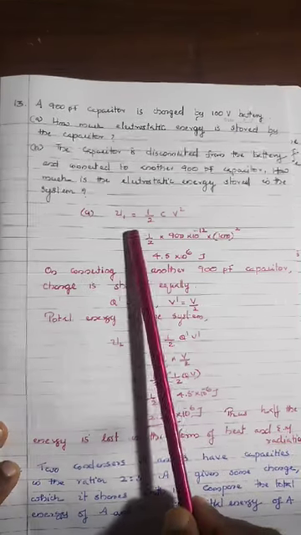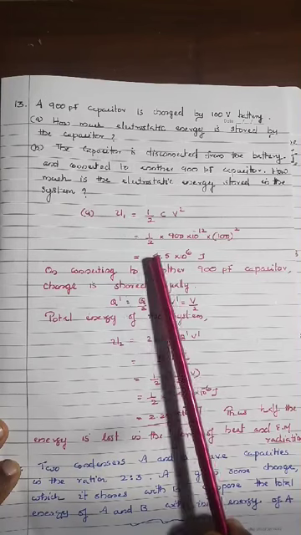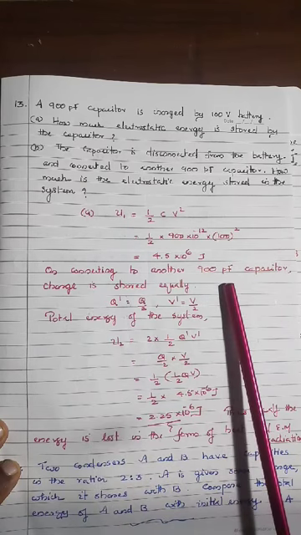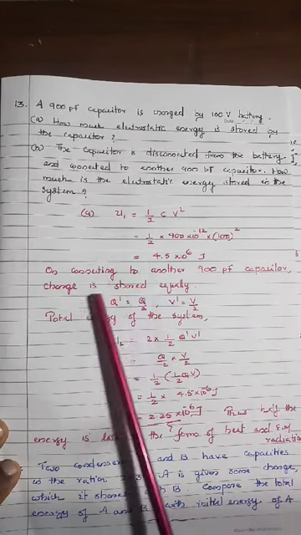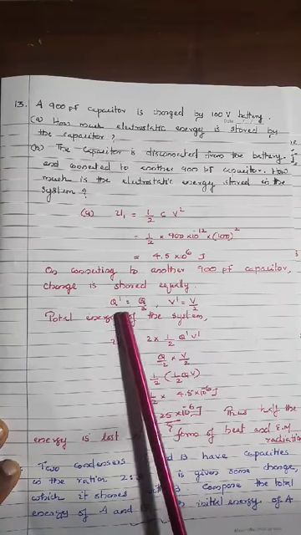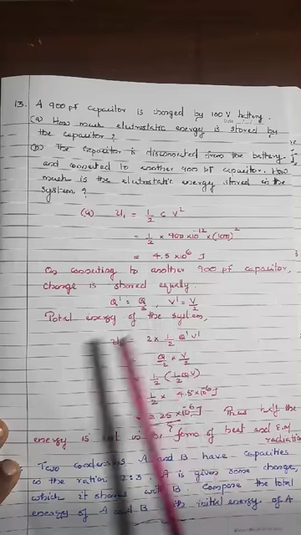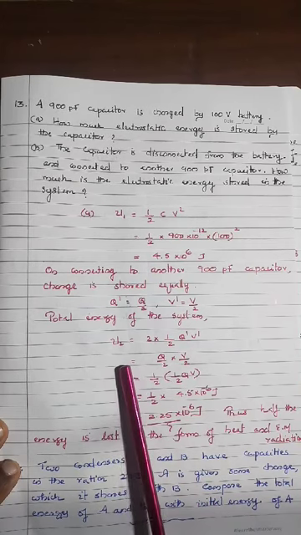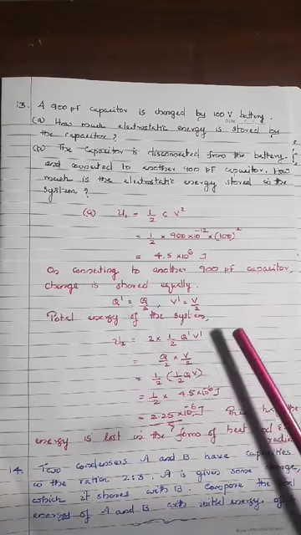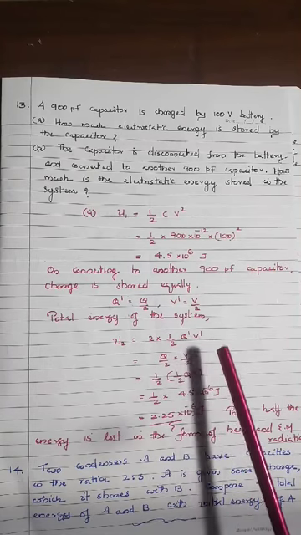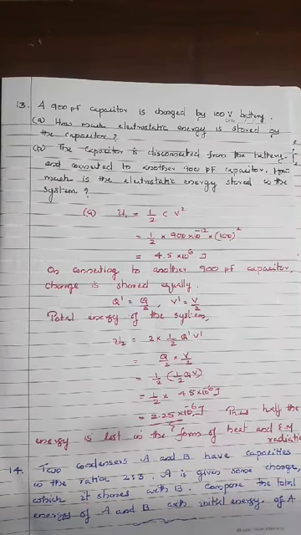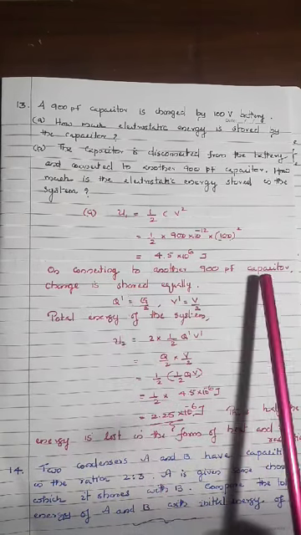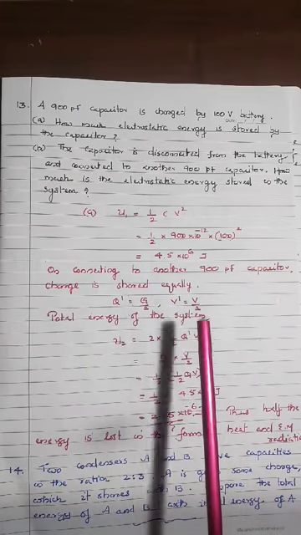So you know in the first case, U1 equals half CV square. All the data are here, you get the answer. But on connecting to another 900 PF capacitor, the charge is shared equally. So Q dash becomes Q by 2 and the potential becomes V by 2. So the total energy of this system becomes U2 equal to, for the two capacitors, 2 into half into Q dash V dash. So we get the answer. This is a very important concept: on connecting to another 900 PF, the charge is shared equally.